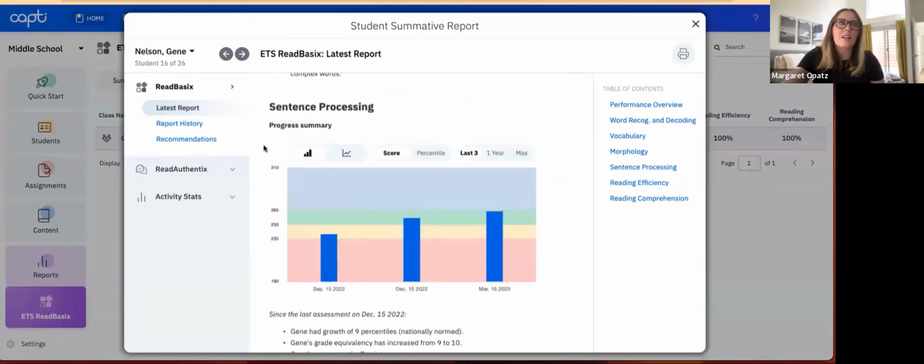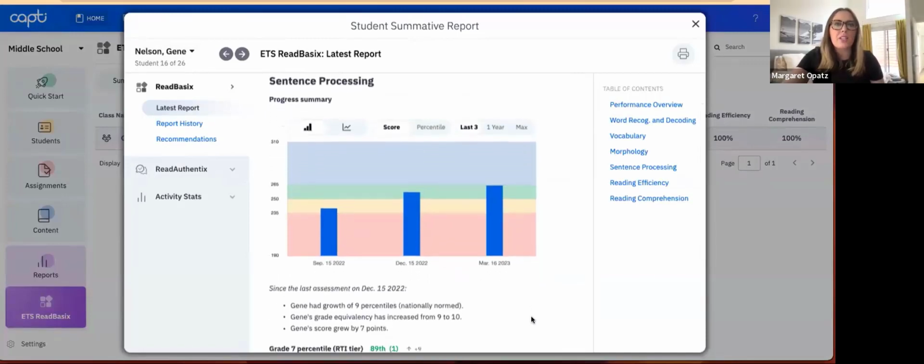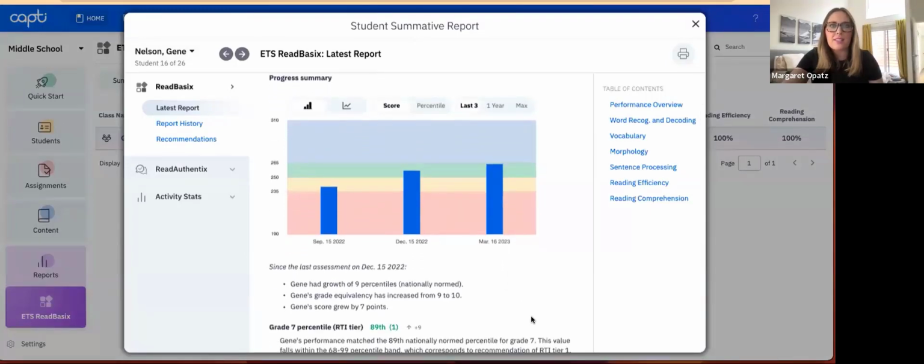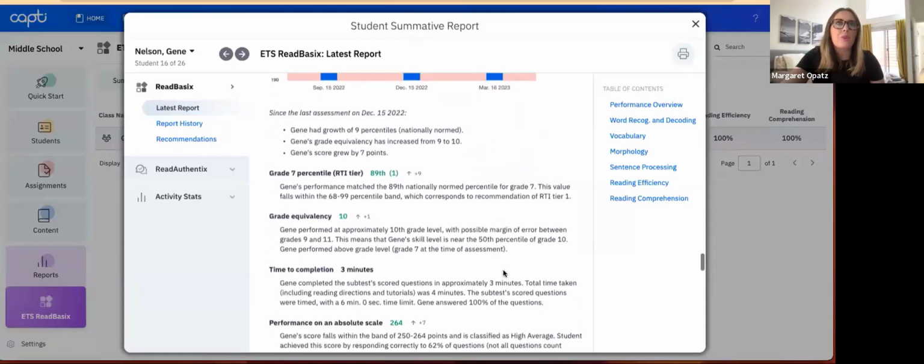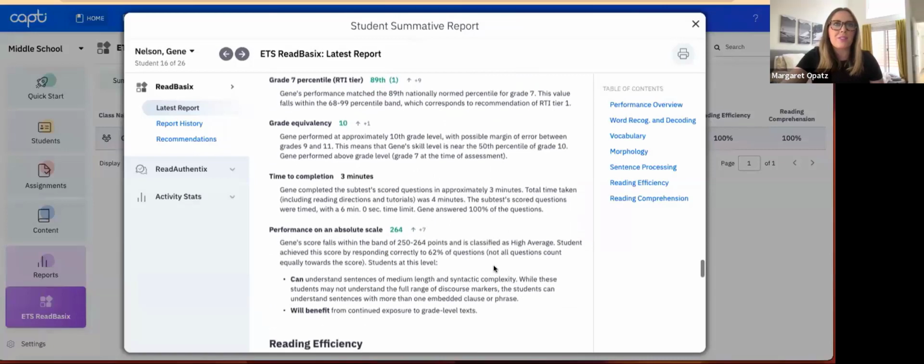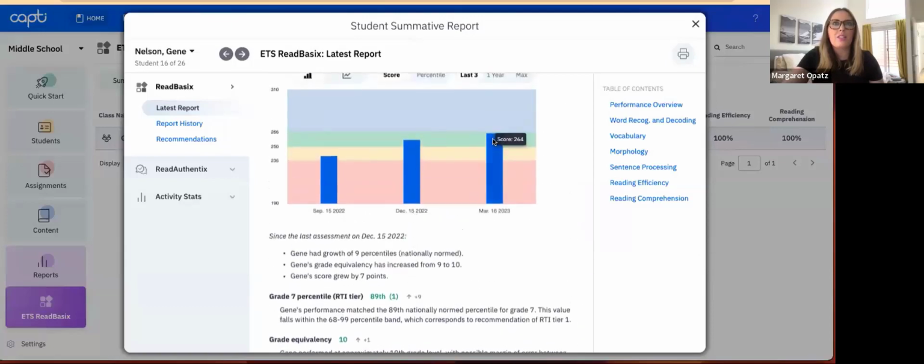And I can see that the student, Gene, increased his score in sentence processing across the year. So this is really telling us that his ability to comprehend at that sentence level has improved across the academic school year. Within each of the subtests or the foundational skills, you'll get information about what the student can do at their specific proficiency level or performance level, and then what they would benefit from. So here, Gene is just shy of 265, which is that strong performance level.